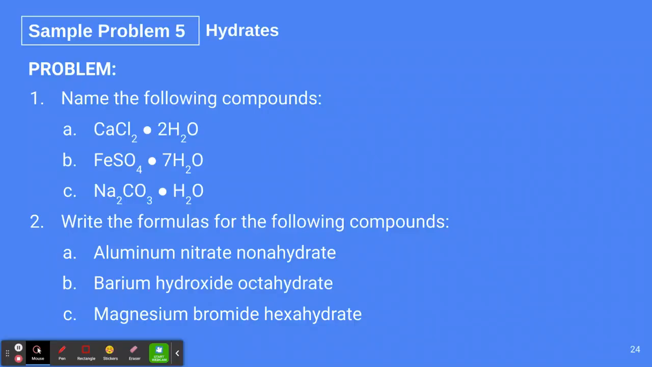All right, now we are going to practice writing the formulas or the names for these. So the top you're naming, and the bottom we're writing formulas. All right, so on the top, we've got calcium. Calcium does not need a Roman numeral, so we've got calcium chloride, and then we have 2 hydrates, so that is dihydrate.